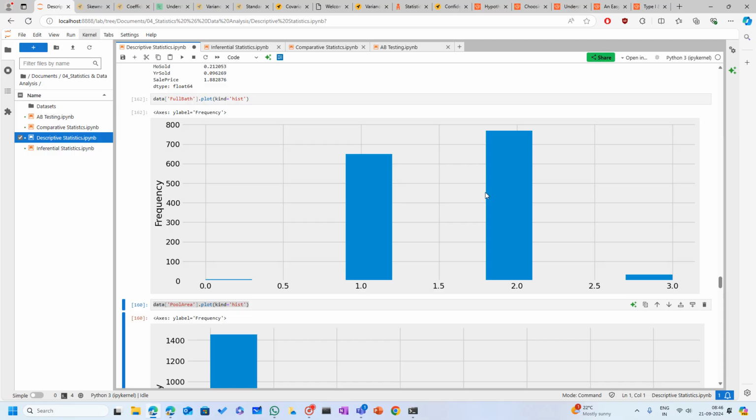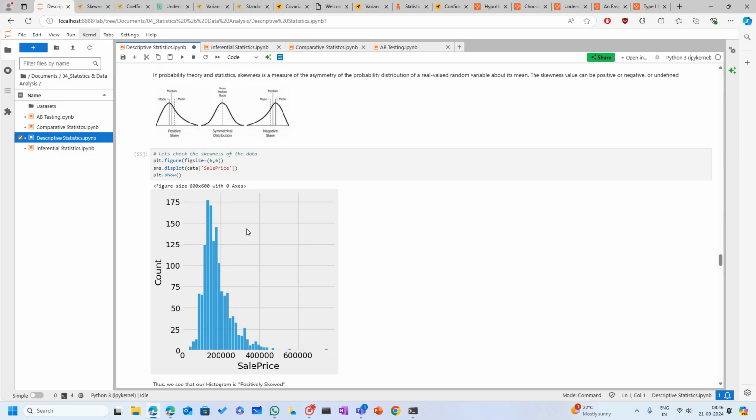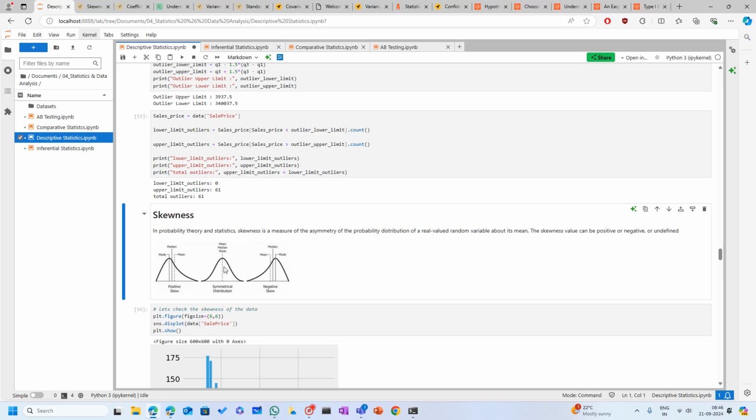Negative. Negative distribution, okay. Can you hear me? Yeah, I can hear you. No, why is it negative? This is neither negative nor positive. Why? Because if most values are in the middle, then it is symmetrical. That means it is neither positively nor negatively skewed. So this resembles a symmetrical distribution. Just remember this plot: most of the values are in the middle, so it is symmetrical.